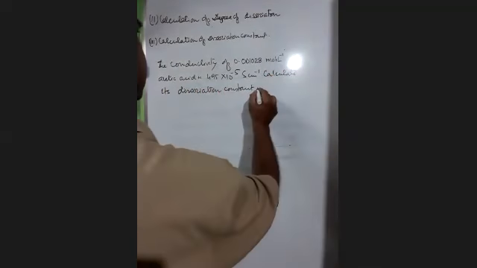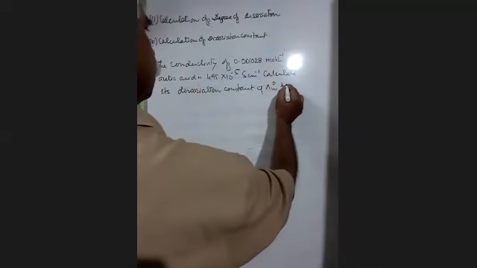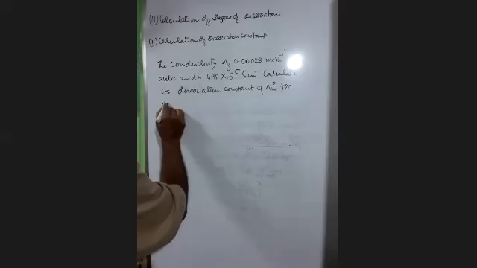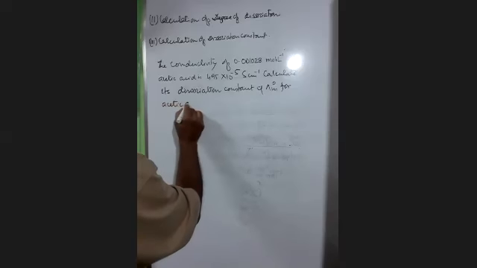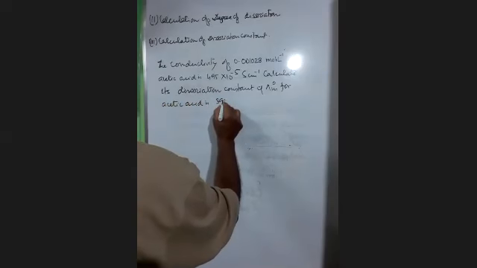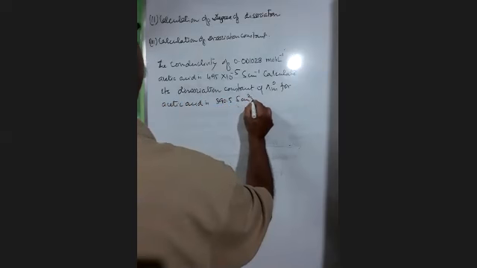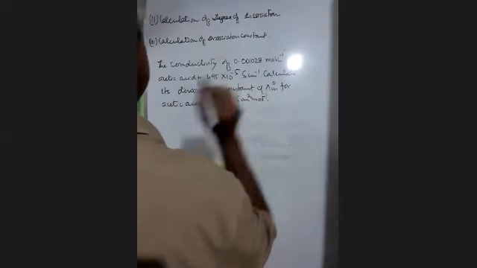If lambda M0 for acetic acid is 390.5 Siemens centimeter square per mole.